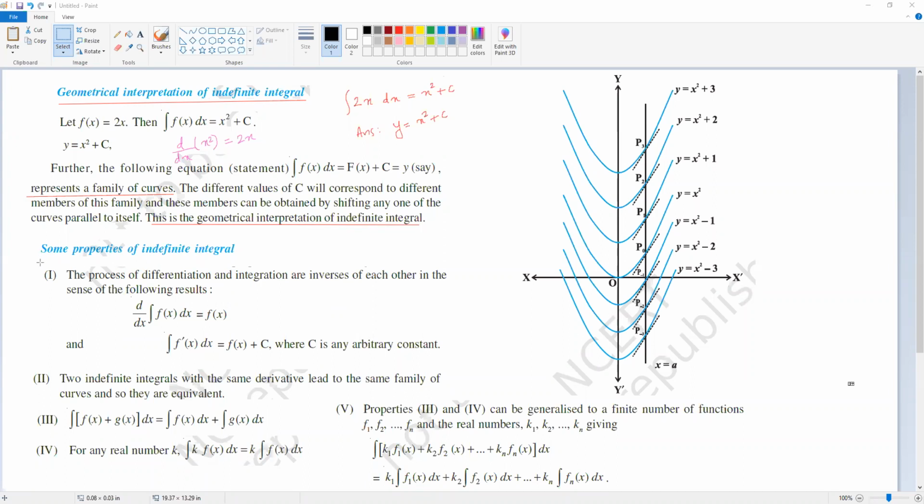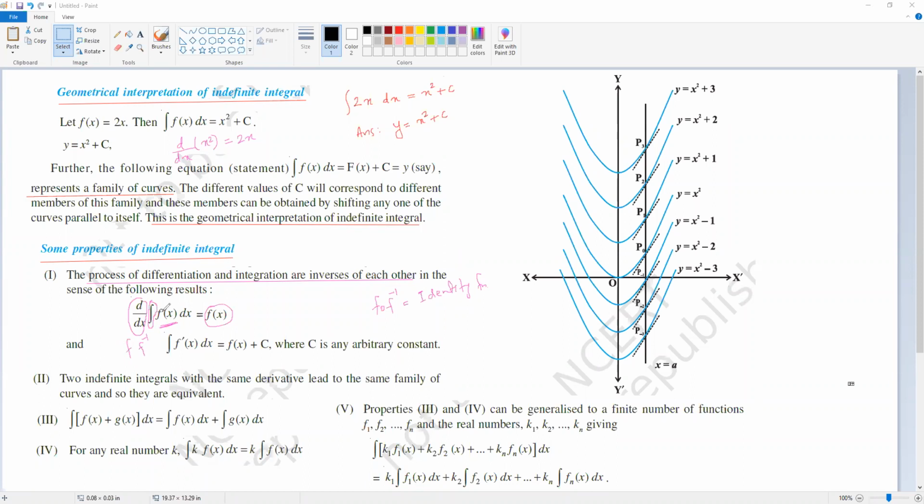So now, some properties. The processes of differentiation and integration are inverses of each other. This is already our basic definition. That means the derivative of the integral of f of x is that function. These are two operations, and they are inverses of each other. We know that when one function is the inverse of another, f composed with f inverse gives the identity function. So here, one is f, another one is f inverse, so for f of x, you will get the same f of x.